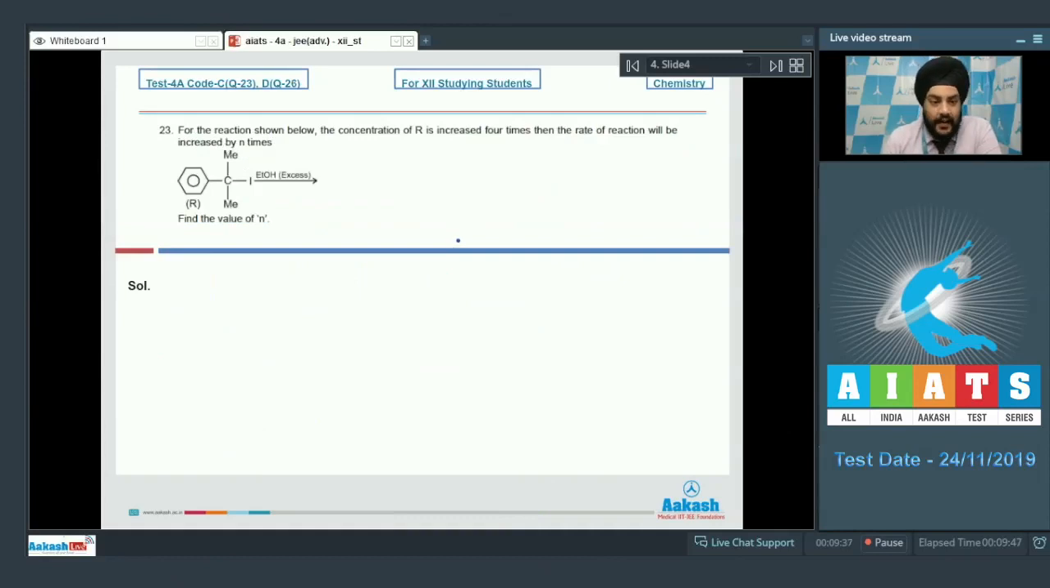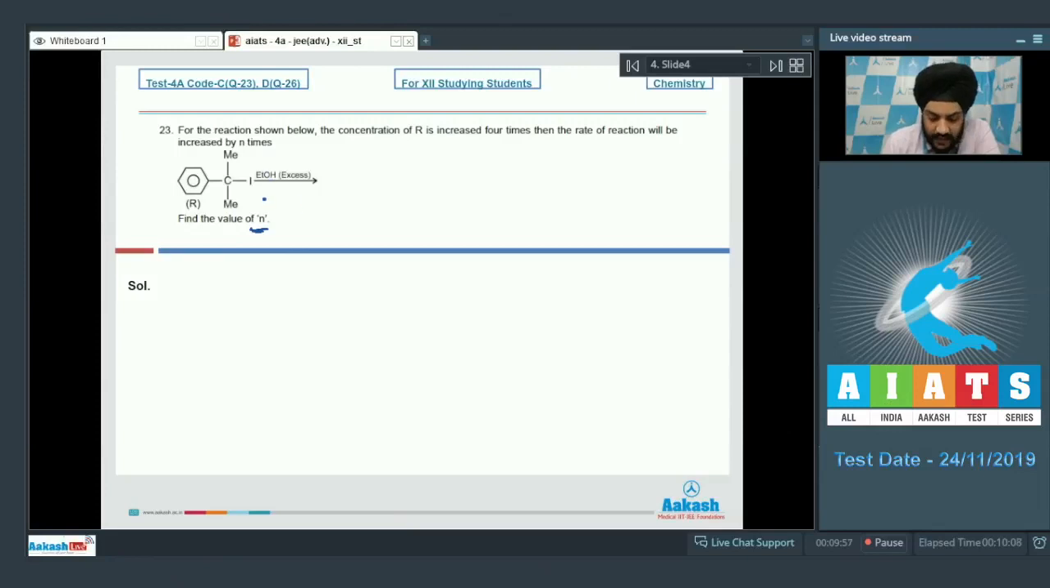Question number 23. For the reaction shown below, the concentration of R is increased 4 times, then the rate of reaction will be increased by n times. We have to comment on the value of n. Okay. So if we look at the reaction which is given to us, students, we have a tertiary alkyl iodide which is allowed to react with EtOH in excess.